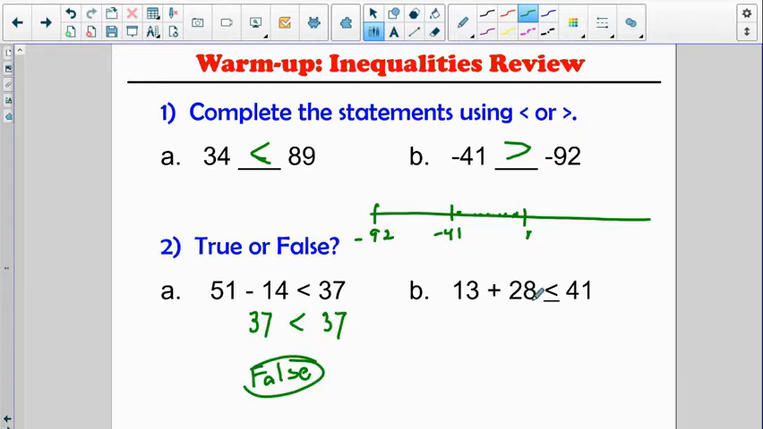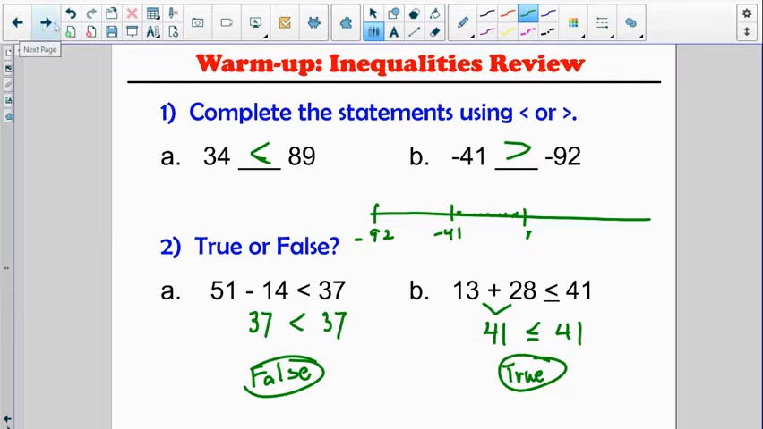And finally, with letter B, kind of the same situation here. We have to simplify the left-hand side. So 13 plus 28 is 41. Okay, so when we add those together, we get 41. And that gives us a statement. 41 is, let's see, this one's pointing to the left. So that's left means less. Less than or equal to 41. Well, 41 is not less than 41. But because we have the little line there, that means that it's okay for those to be the same value or equal to each other. So the 41 is less than or equal to 41. So we would consider this to be a true statement.